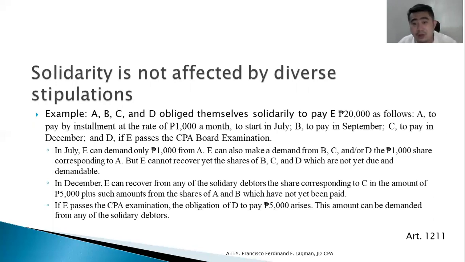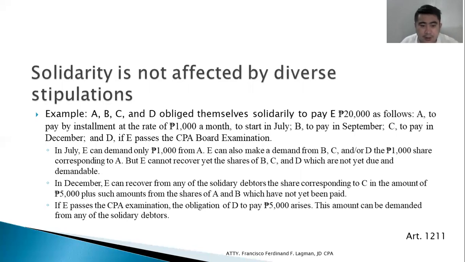Okay, pero yung share ni B, yung share ni C, hindi pa pwedeng singilin. Pero dun sa 1,000 pesos, pwede singilin yung iba, hindi lang si A. Okay? But E cannot recover yet the shares of B, C, and D which are not yet due and demandable. Ibig sabihin, yung amount na other than 1,000 pesos, hindi pa pwede singilin. 1,000 pesos lang pwede singilin, pero kahit sino sa mga yan, si A, B, at saka si D, pwede singilin because the obligation is solidary.